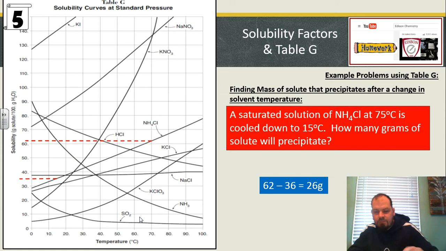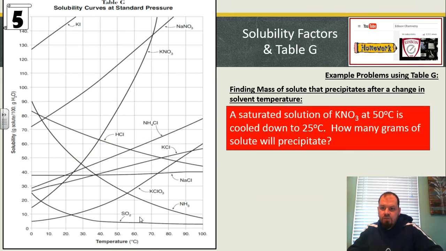When I was zoomed in, I could see that there was a little bit above 35. So that's why there's a plus and minus 1. Okay, so 62 minus 36 is 26 grams. Notice I left those on so you could see why I was using the numbers that I was. Good. Next one, I'm going to do the same thing.